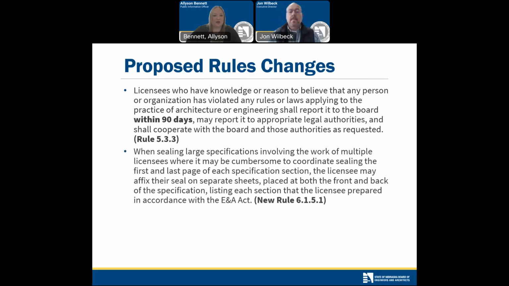The next one is one we already discussed regarding sealing large specifications. This is going to be new Rule 6.151. This one is regarding if there's a large specification which involves multiple licensees, they can place their seal and the page numbers of their specific sections on a sheet of paper and place it at the front and back of the specification.